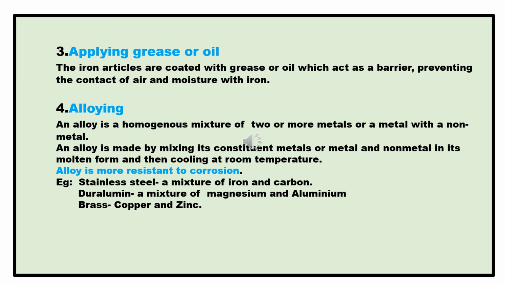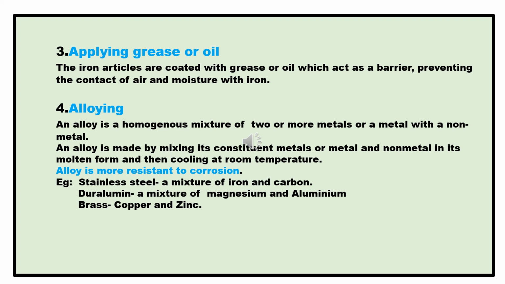And one more method, that is alloying. You might have heard the word alloy. An alloy is a homogeneous mixture of two or more metals or a metal with a non-metal. So what's an alloy? An alloy is a homogeneous mixture. Homogeneous means all the particles are of the same phase.